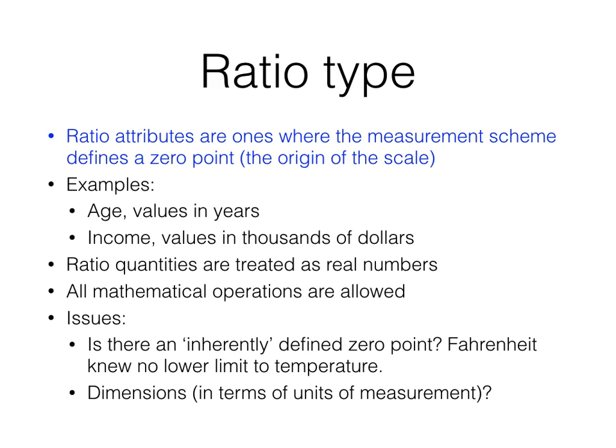Here we can do all of the things. We can say whether they're equal or not equal. We can order them. We can add and subtract them. But we can also take multiplication and division. So we can have age in years, or we can have income in thousands of dollars, for example. So we can use all of the mathematical operations.